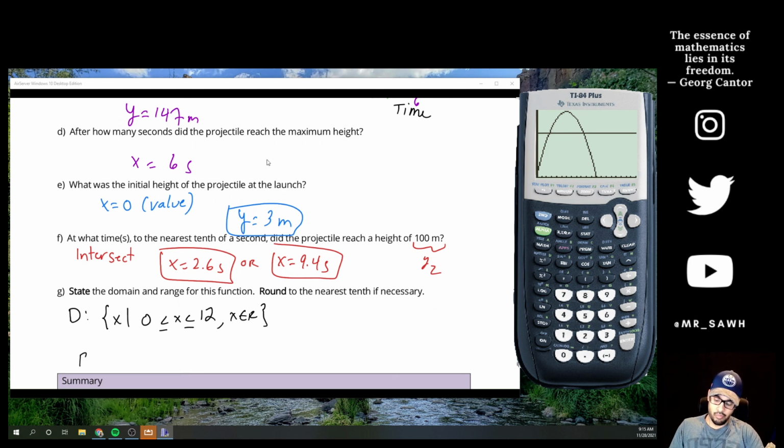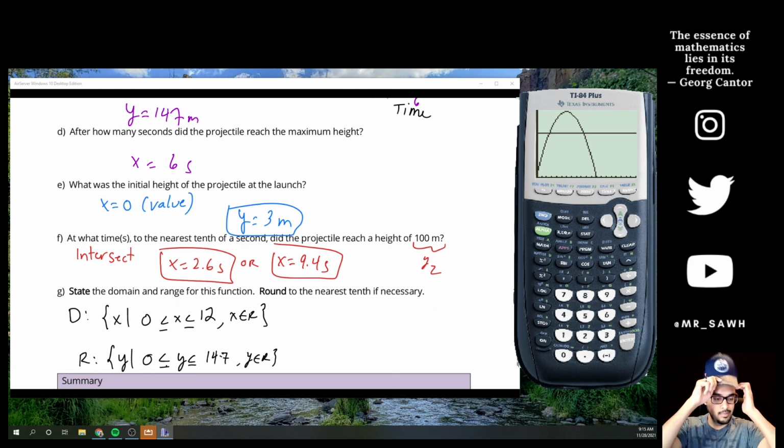But in terms of the range, the y this time, again, 0 is ground level. We found the maximum was 147. Other than that, y can be any real number in between 0, which is the minimum, and 147, which is the maximum. So I've got my domain and range. We found everything. Every one of these projectile questions is basically the same.